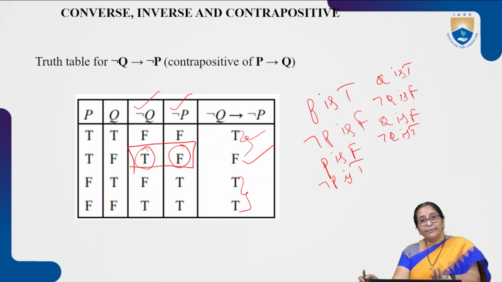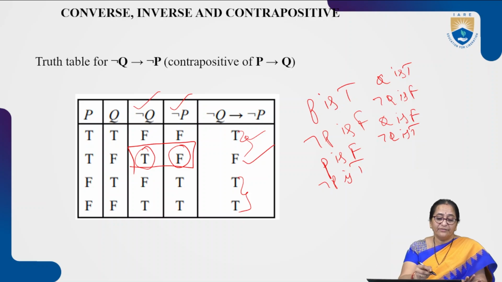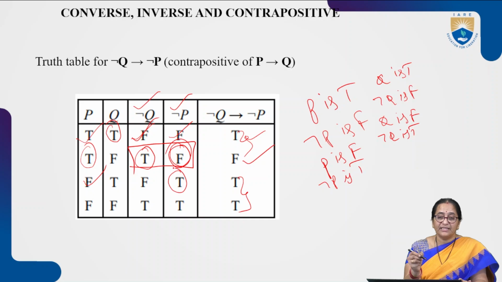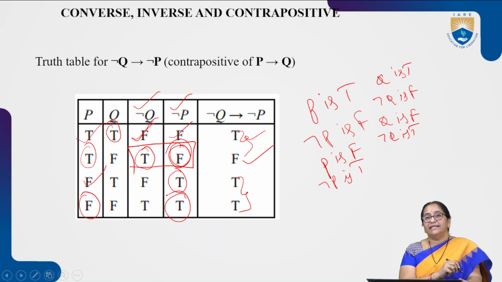Here we are combining the two statements P and Q, TT. If it is T, then its value is false. The value of P is true, the value of negation P is false. The value of P is false and the value of negation P is true. And like that for Q also. So this is the truth table for negation Q to negation P, that is the contrapositive of P to Q.